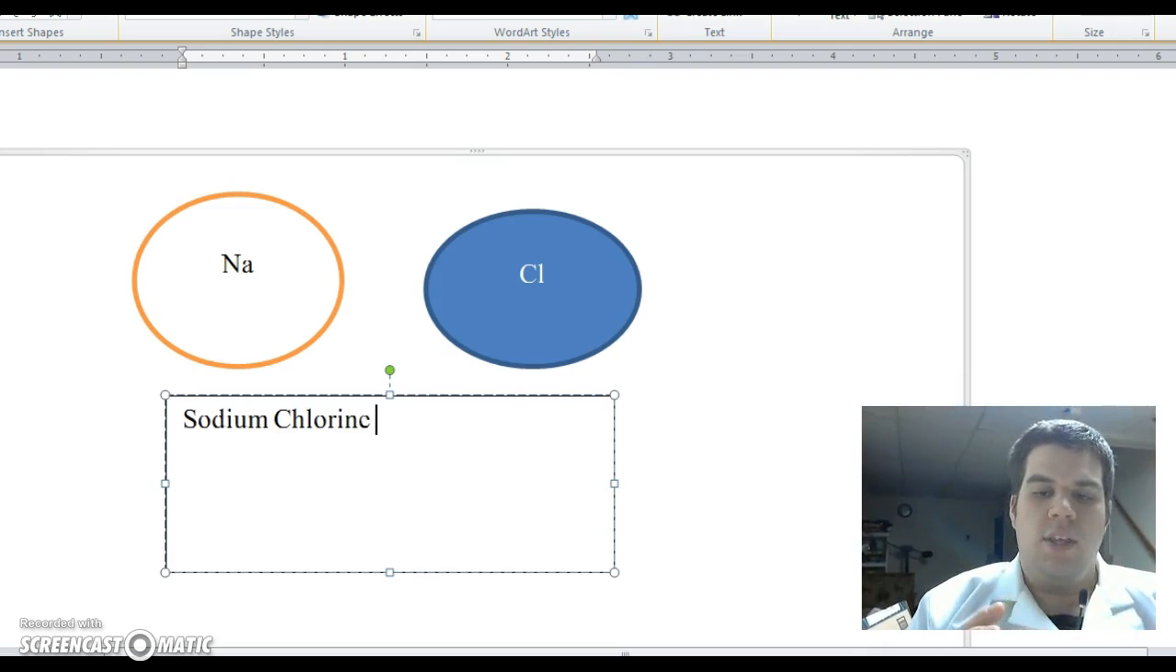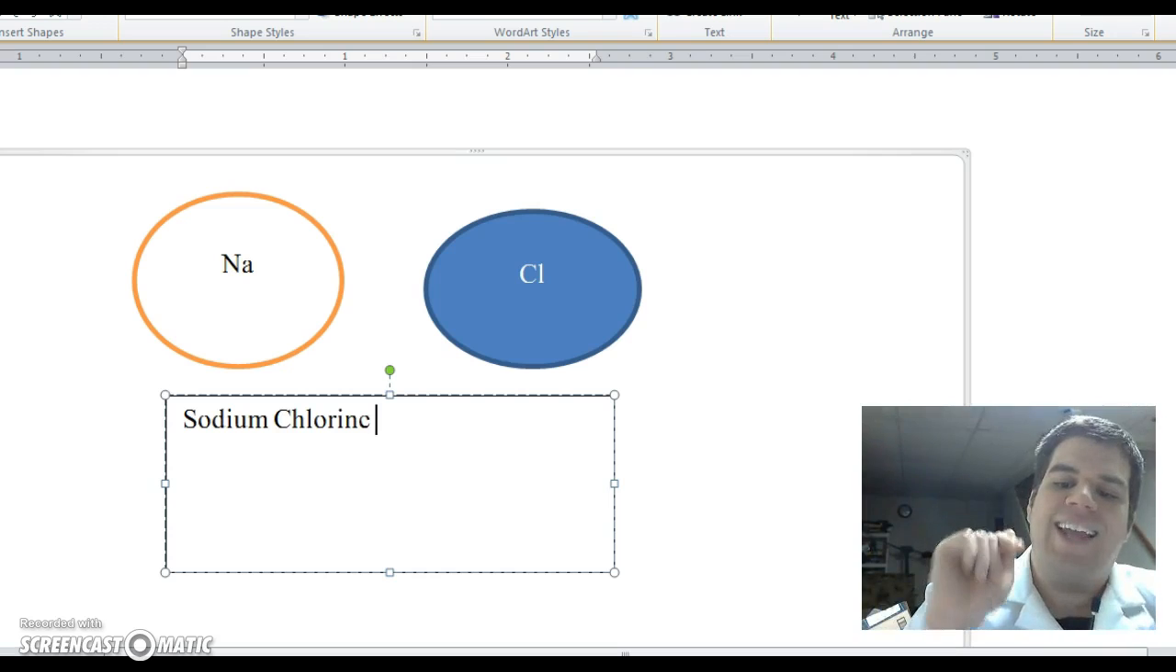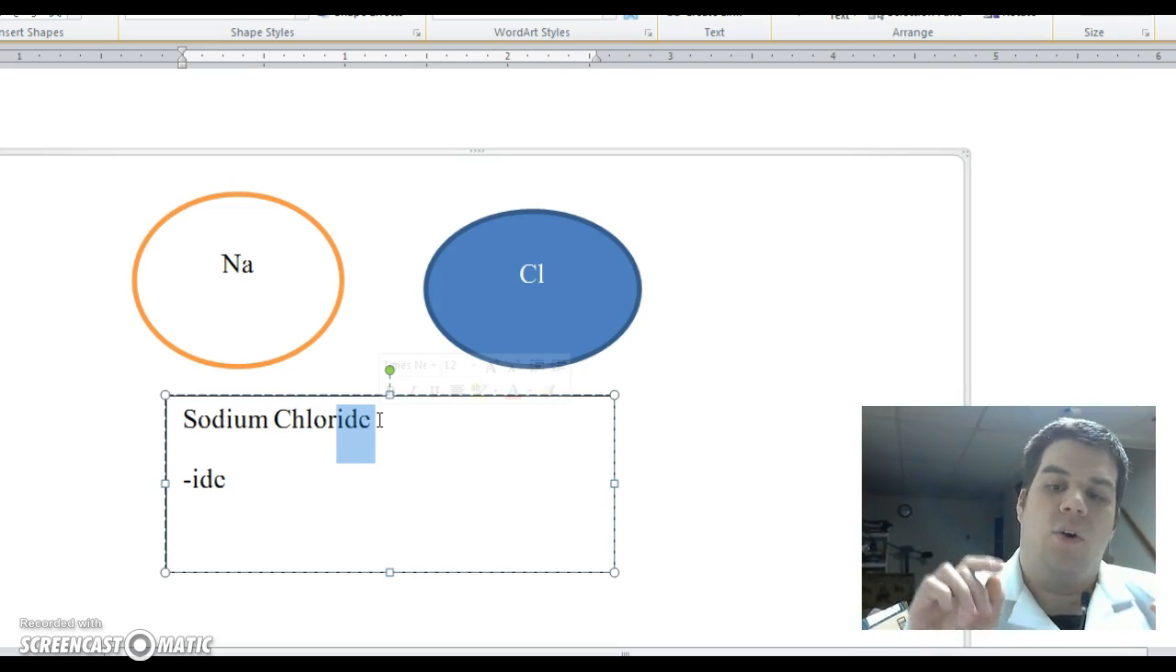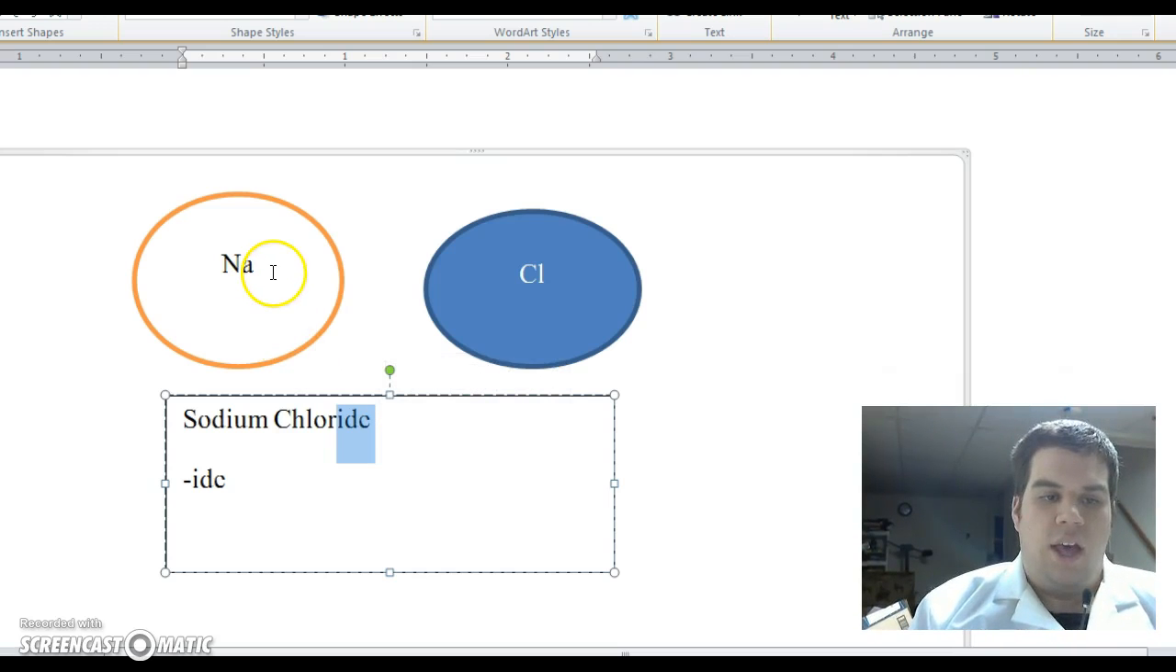But here's the thing. We need something to identify that it is an ionic compound. So what we do in science is add the suffix "ide". Sodium chlorine becomes sodium chloride. This is table salt. Very important. That little suffix means that it is an ionic compound and that chlorine is attached to the sodium. Okay, so let's take a look at another one.